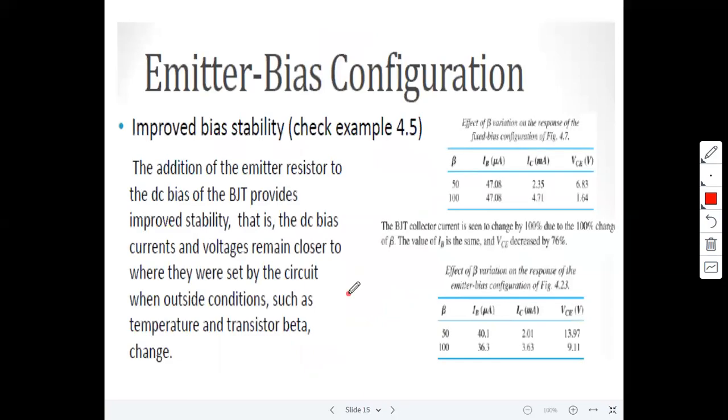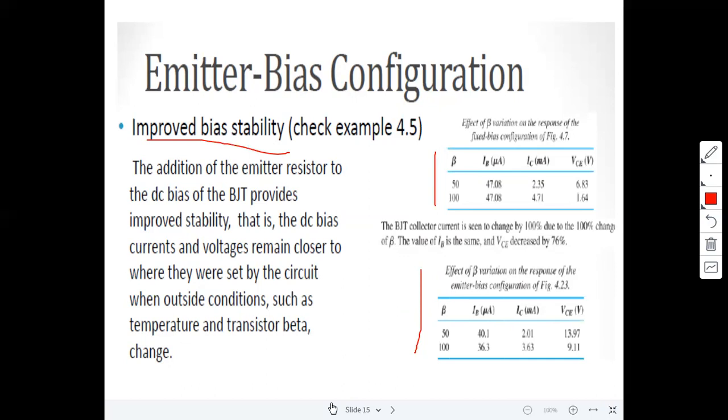These are only some comparisons of variations of stability factor with respect to fixed bias. This is about the fixed bias. This is about the emitter bias, or fixed bias with emitter resistor. Improved bias stability compared to the fixed bias: in this case the stability factor reduces, and the stability of the circuit increases.